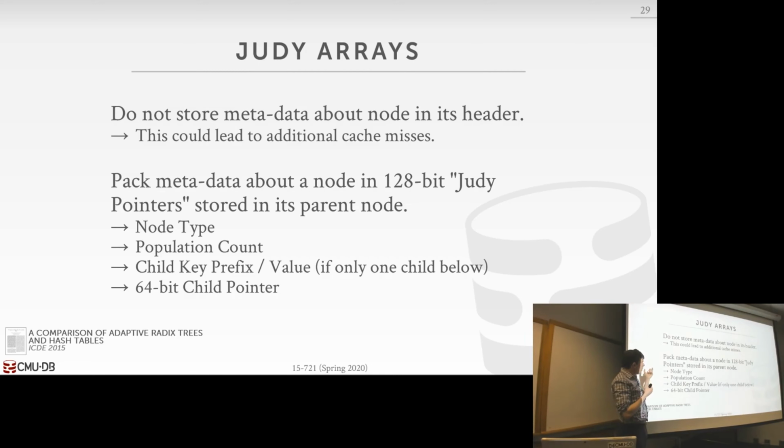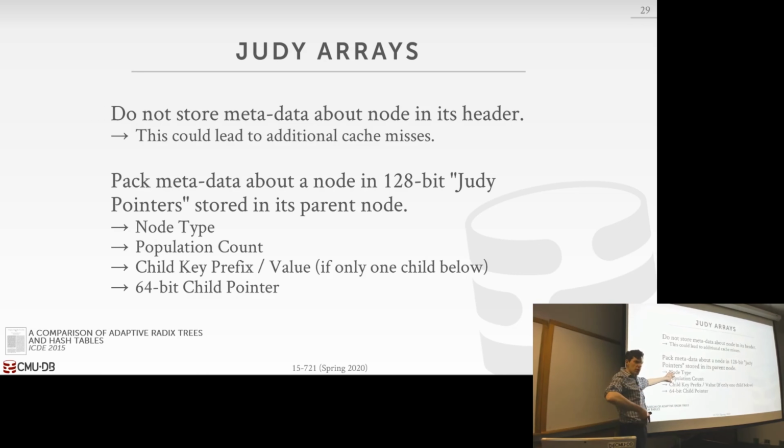So what's going to happen is they'll have to store a memory pointer, as we normally would, to get to the location of the node. But they'll actually store double the size of a pointer to pack in all this additional metadata, like the node type, the number of keys, the population at the node, what the prefix value could be if there's only one child below, and then the 64-bit child pointer. So if I have a 64-bit child pointer, I need another 64 bits to store all this extra metadata.